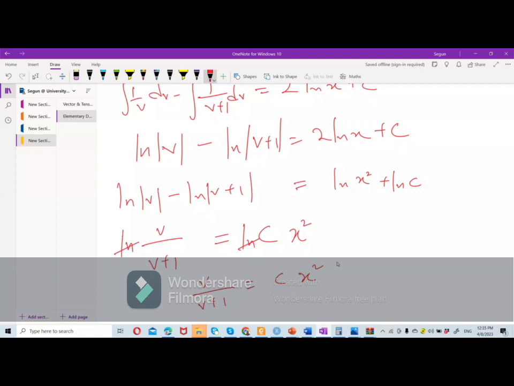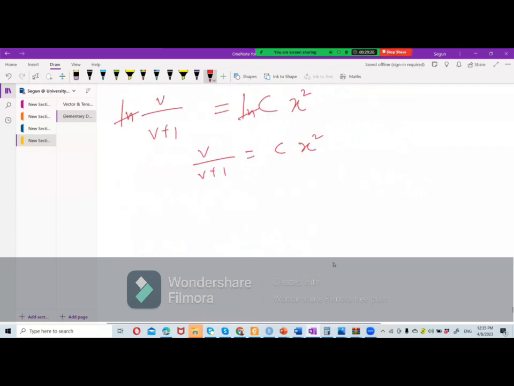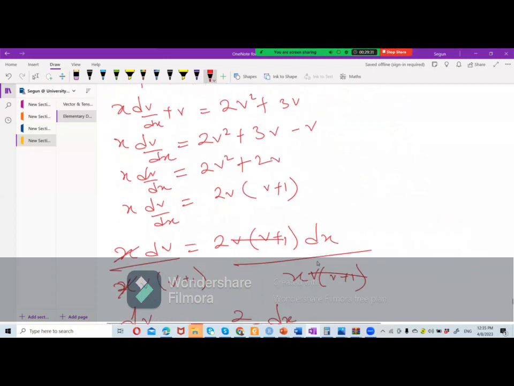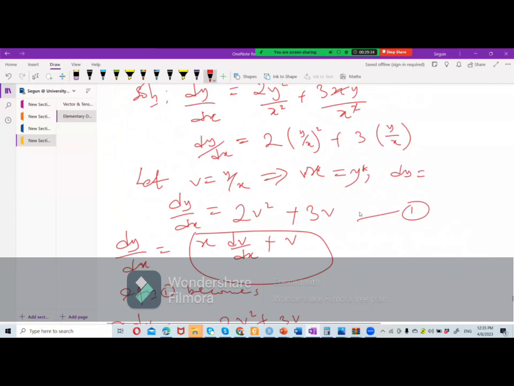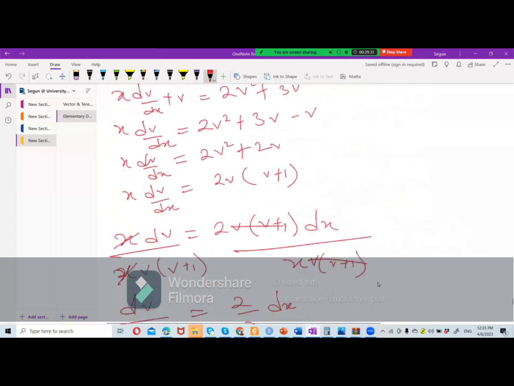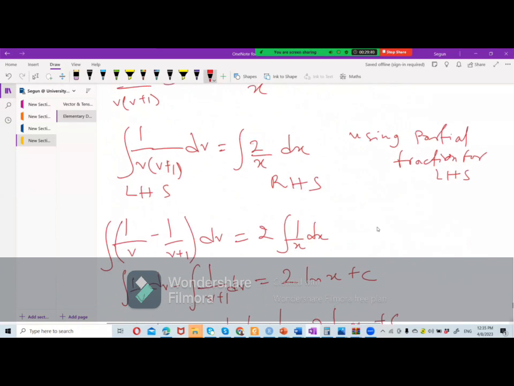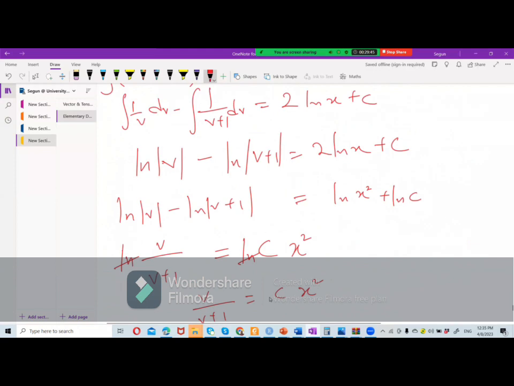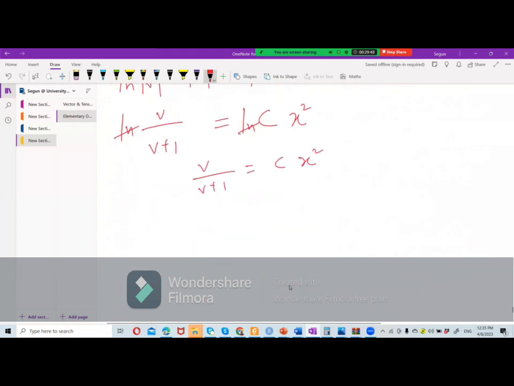So in this case, remember we declared the v already. Our v is here. V is y over x. So you can substitute it. Any question, please? Please, you can type it.